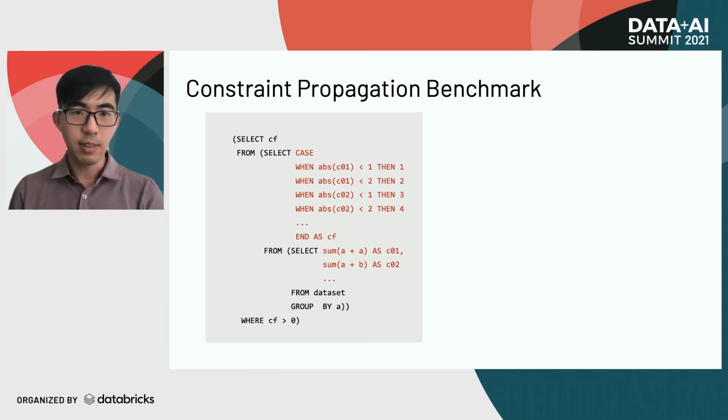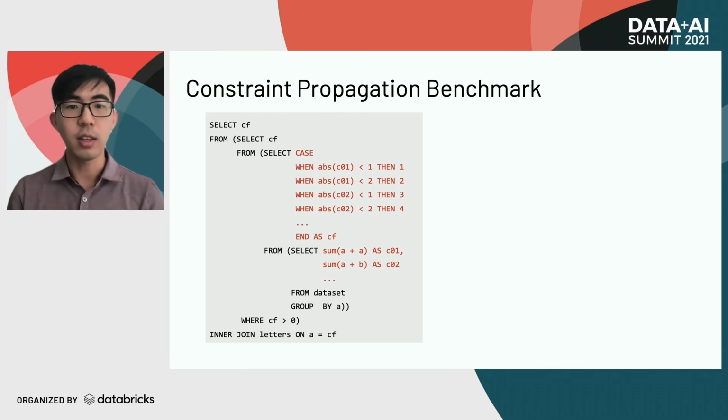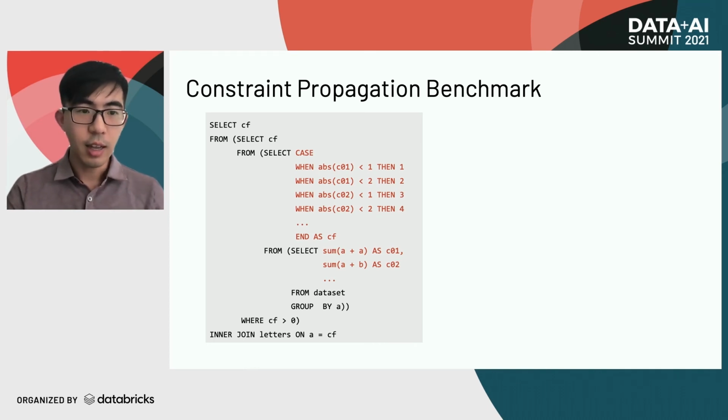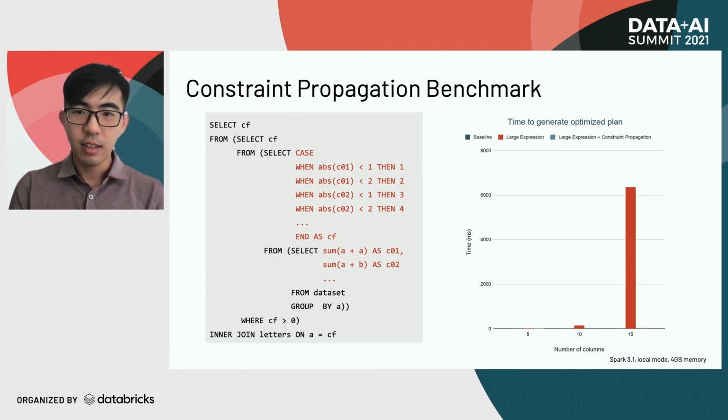And then above that, we create a filter on the case expression. And then finally, we do an inner join. That's a self join on the condition with this created field. And the whole point of this is to trigger the push down predicate on the other side of the join. And the effect is quite drastic. Even if we only have 5, 10, 15 columns, you see that the time it takes for optimization increases exponentially.